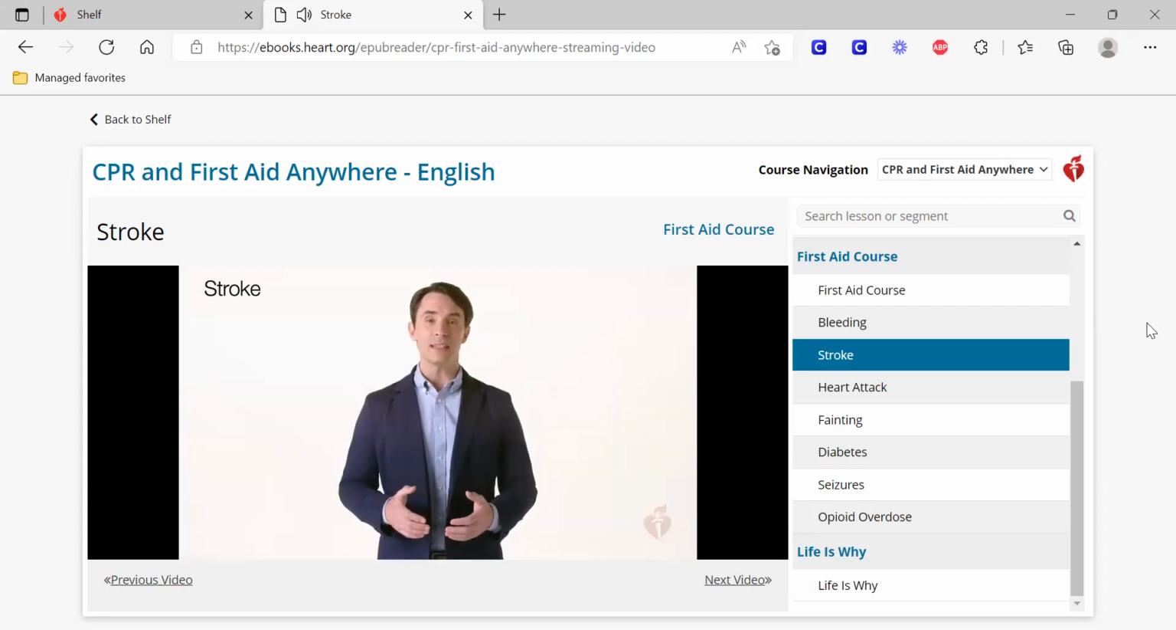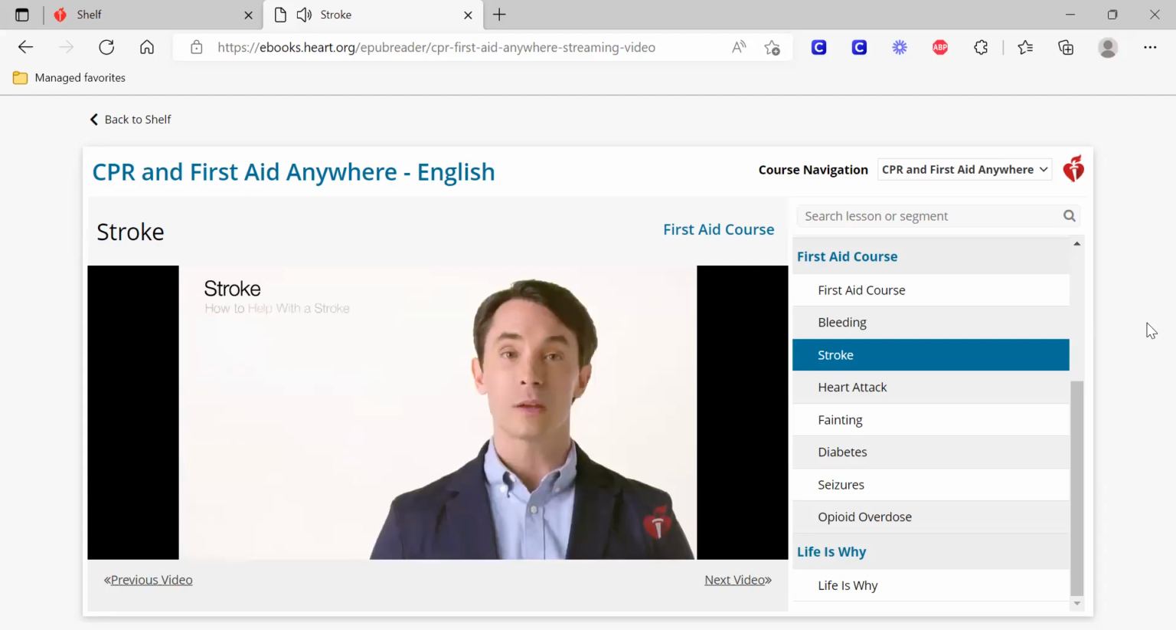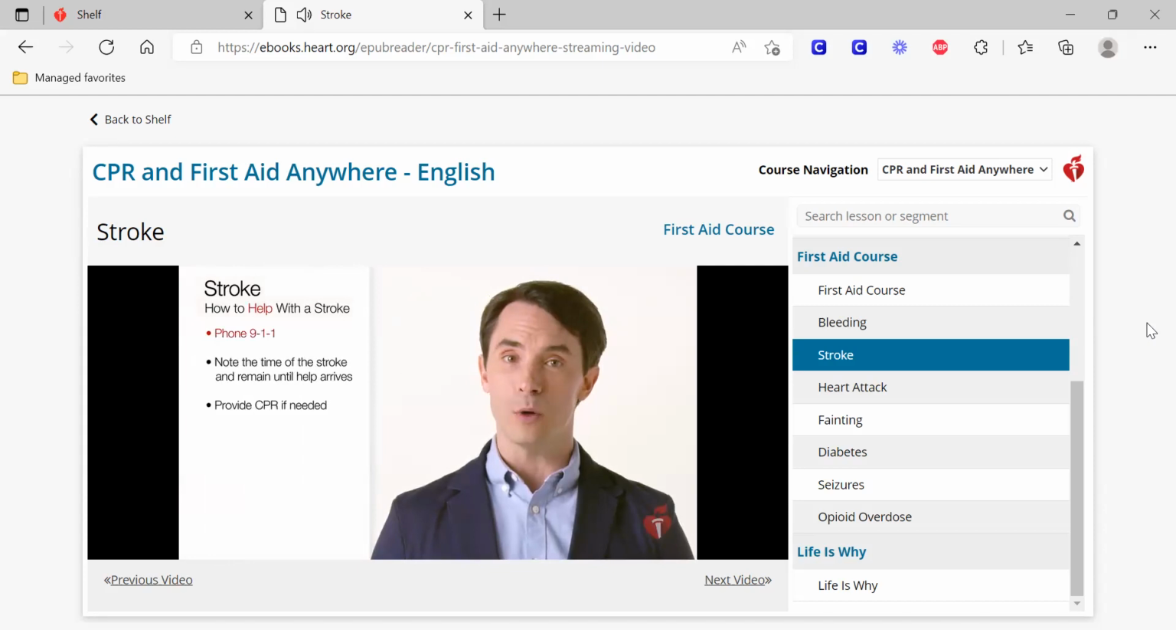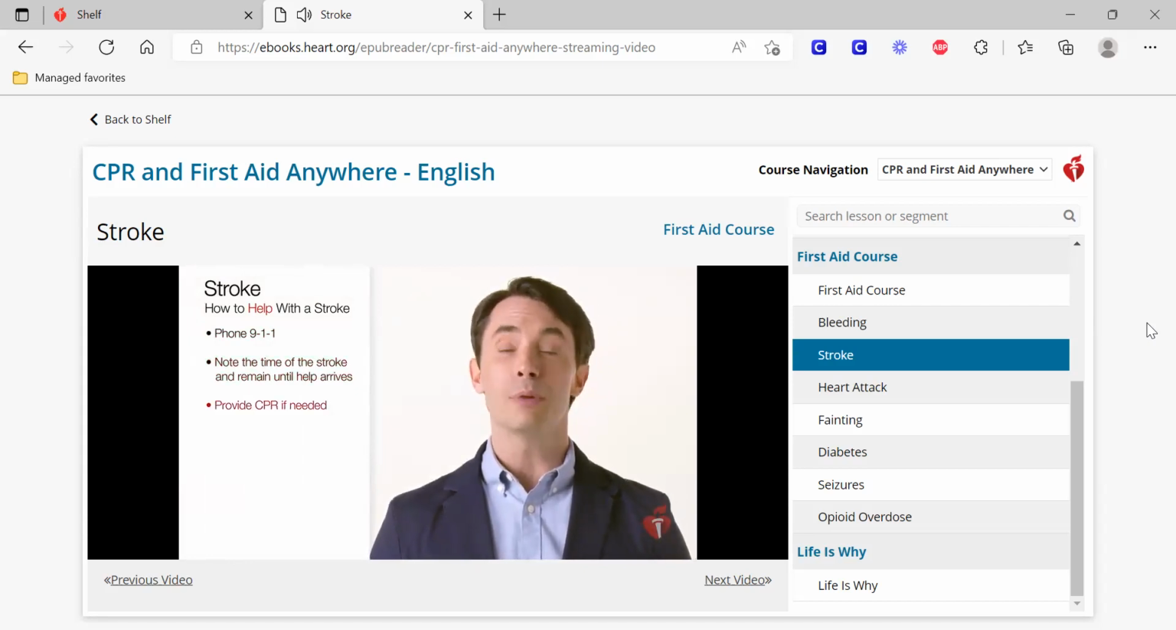If you see these signs and think someone is having a stroke, take these actions. First, phone or have someone phone 911. Next, note the time when the stroke signs first appeared. Remain with the person until help arrives. If the person becomes unresponsive and is not breathing normally or is only gasping, provide CPR.